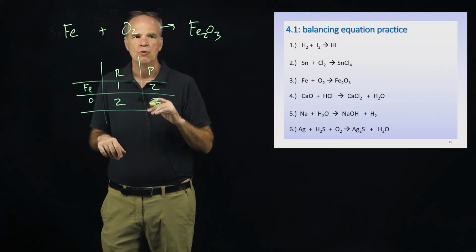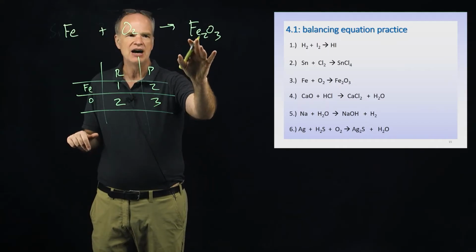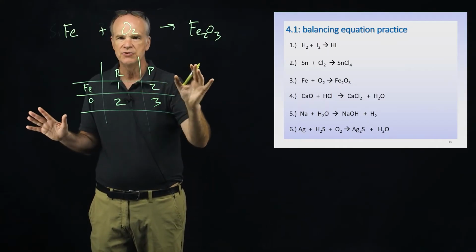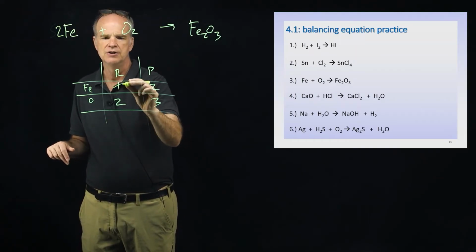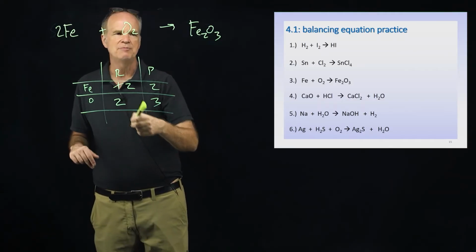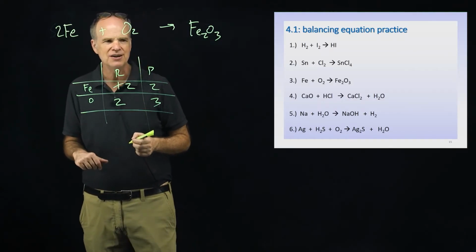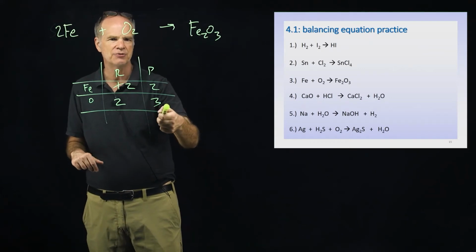Okay, so one thing I could do if I wanted to is, let's say if I wanted to balance irons. That looks easy enough, right? So I could put a 2 here if I wanted to, and now the irons are balanced. Now, we have to balance oxygens. Well, here we have 2 oxygens on the left side, 3 oxygens on the right side.